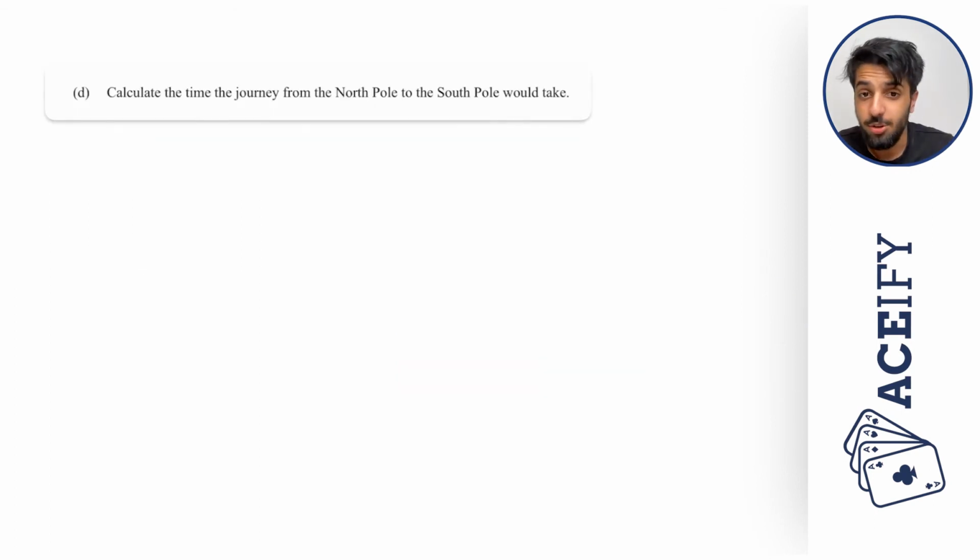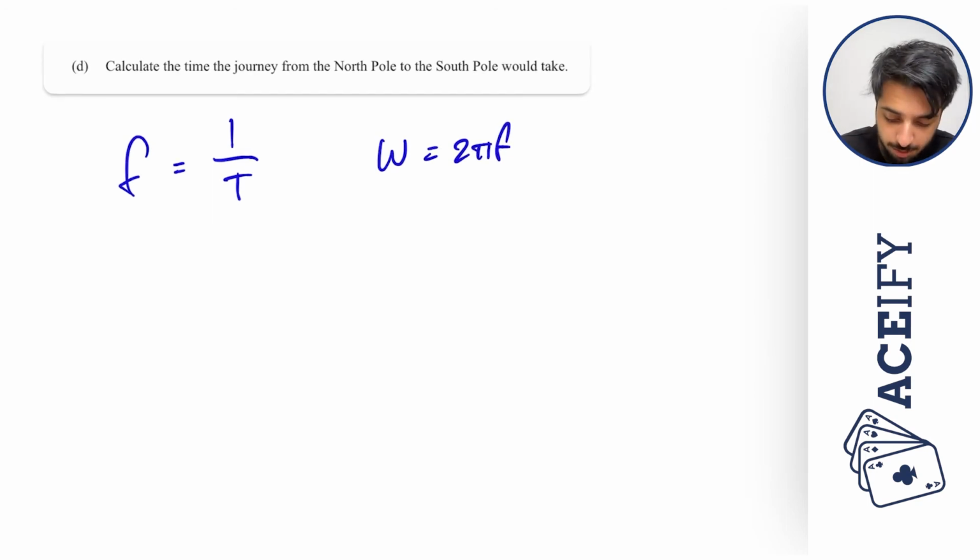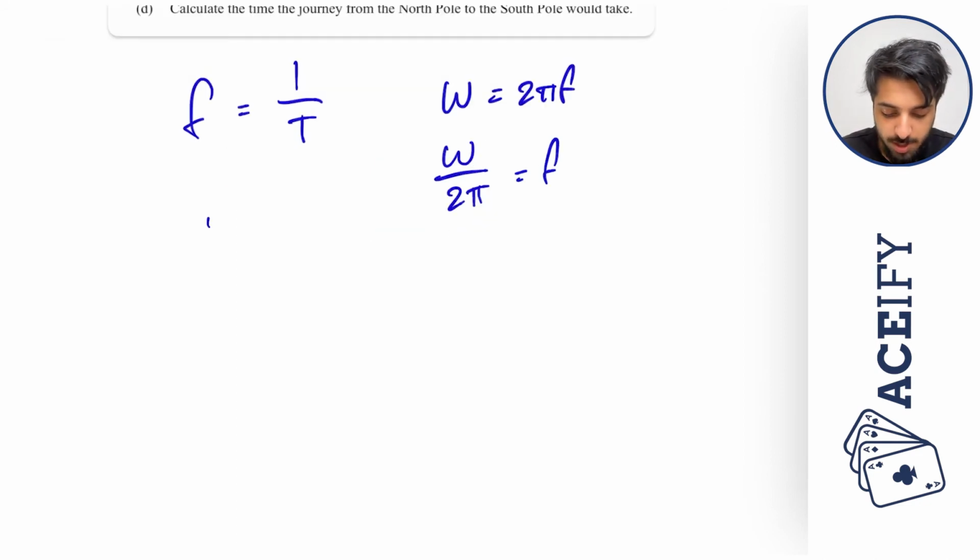Calculate the time the journey from the North Pole to the South Pole would take. Okay, so as we discussed in the previous question, this situation is basically the same thing as simple harmonic motion. And so therefore we can say it has a frequency, correct? And we know the frequency is equal to 1 over T. We also know that our omega is equal to 2 pi f. And so therefore our omega over 2 pi is equal to our f. And so therefore omega over 2 pi is equal to 1 over T.